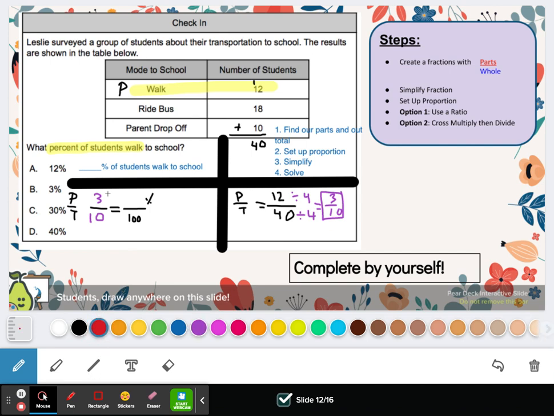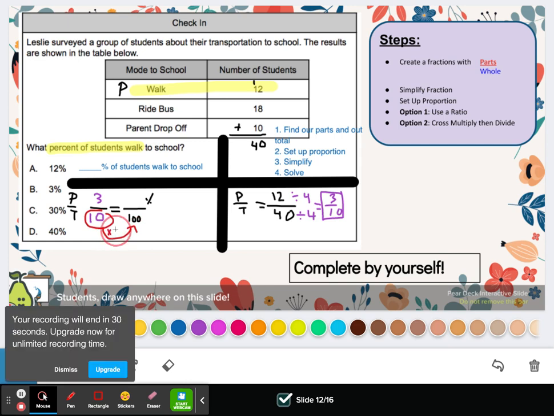So instead of doing cross multiply and divide, I can easily find my pattern here. So if I'm going from 10 to 100, 10 times what should give me 100? 10 times 10. So that means here, I'm going to also multiply by 10, and I get 30. So my answer here is 30%. So 30% of students walk to school.